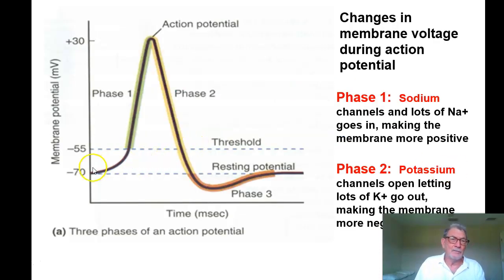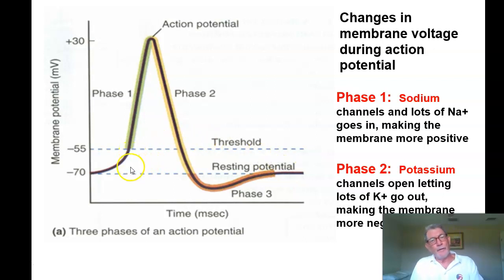Here we go. Starting at minus 70. Here we have depolarization, sodium in. Repolarization, potassium out. A little hyperpolarization down here that helps you reset all those channels. And then you go back to minus 70 again.